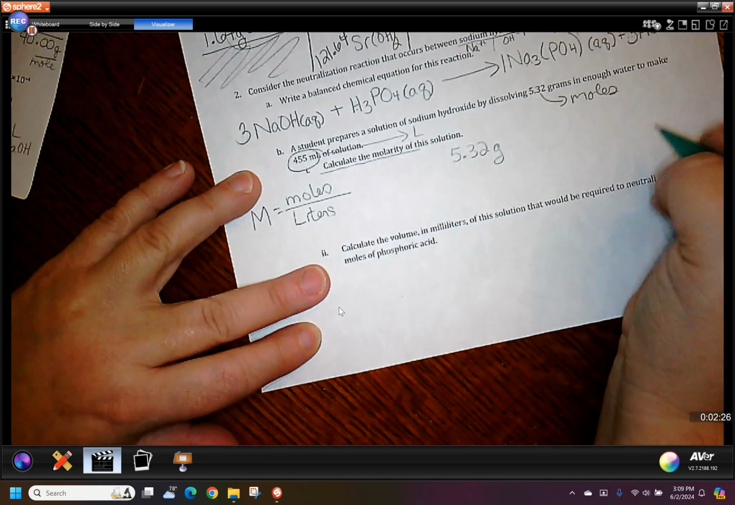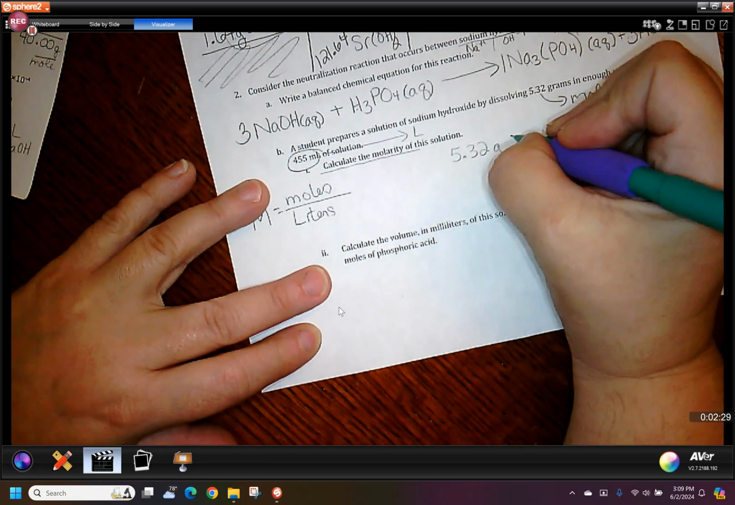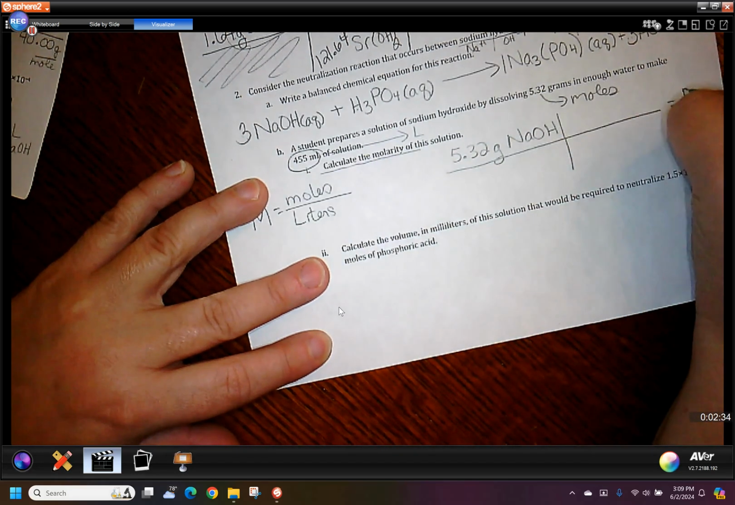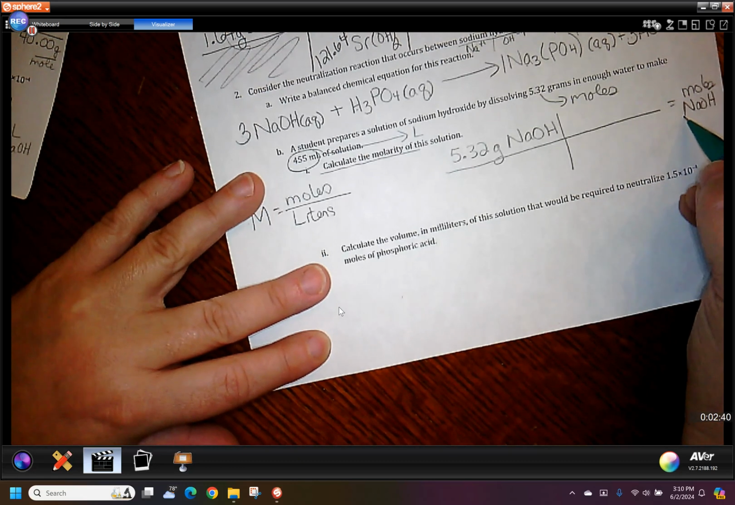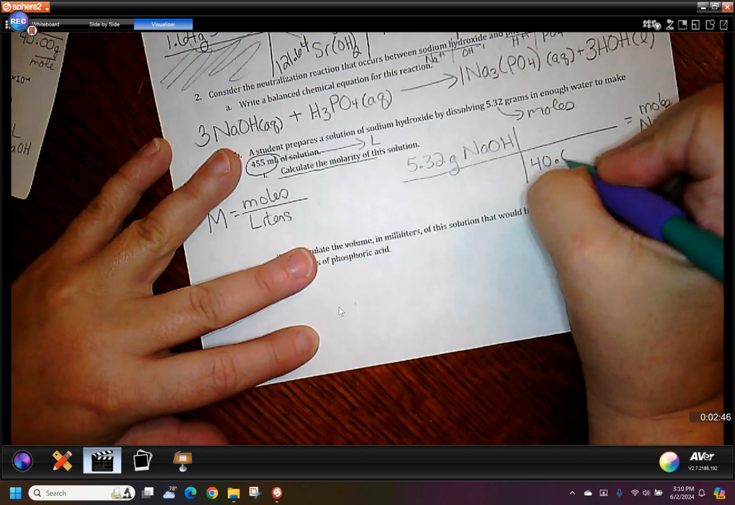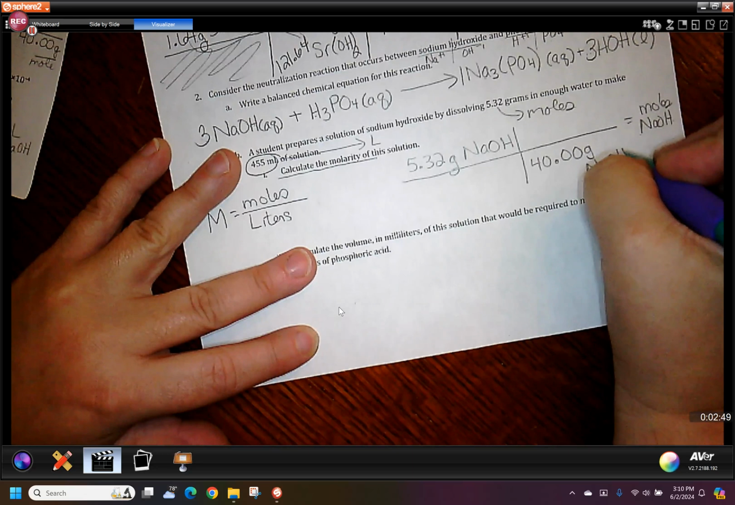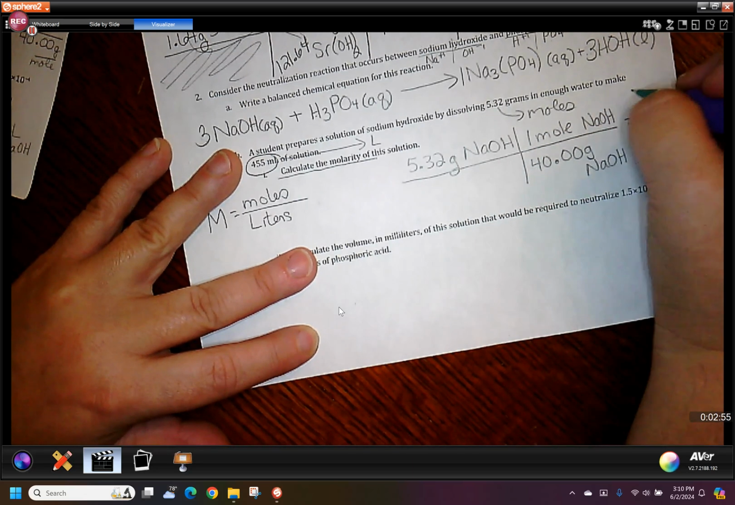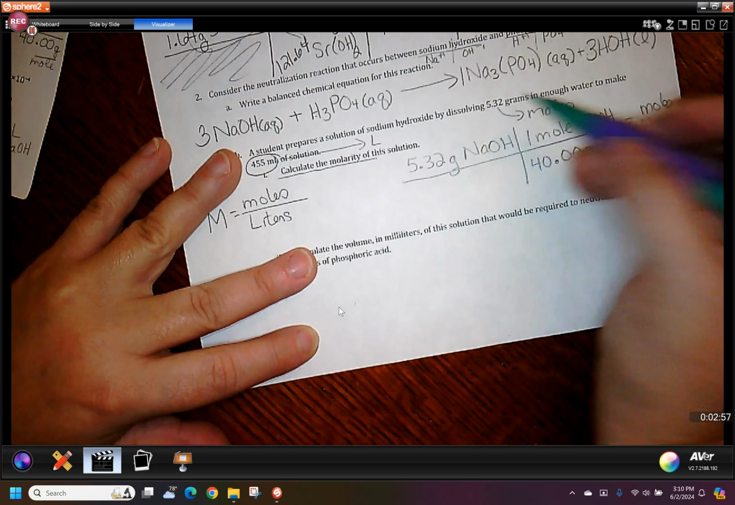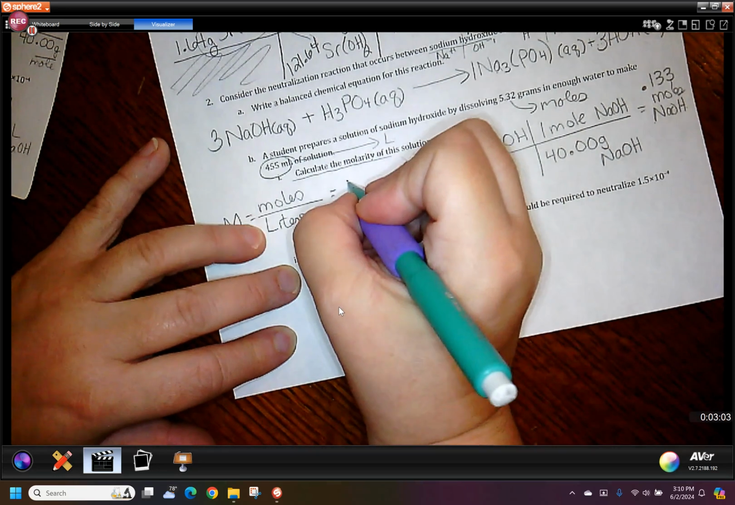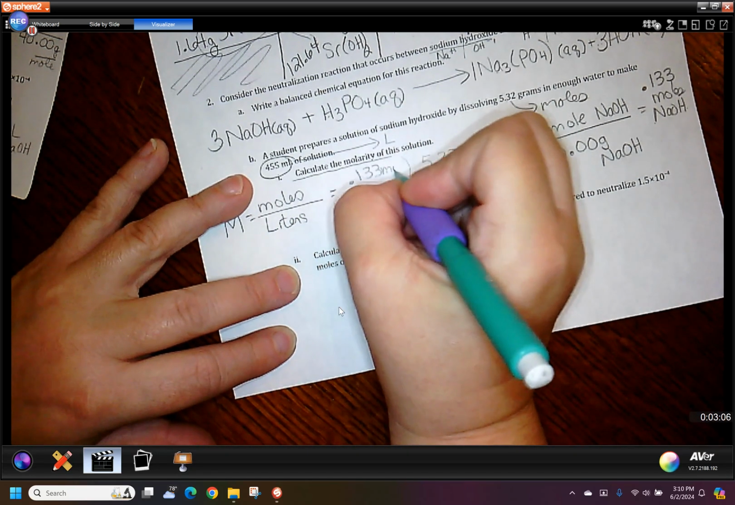So I have 5.32 grams of sodium hydroxide, and I need to go to moles of sodium hydroxide. So 1 sodium, 1 oxygen, 1 hydrogen is going to be 40.00 grams of NaOH. That's its molar mass, and that's 1 mole of sodium hydroxide. So my moles, I start with 3 digits, so I should end with 0.133 moles. So we're going to put 0.133 moles up top.